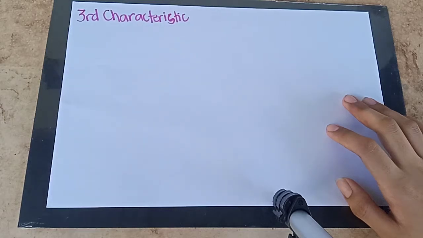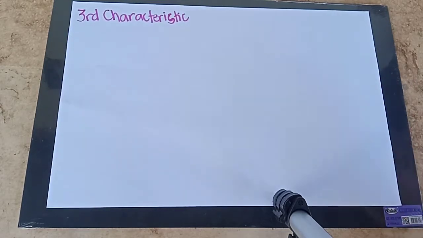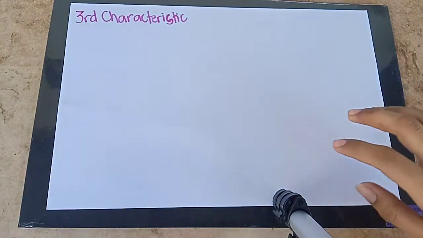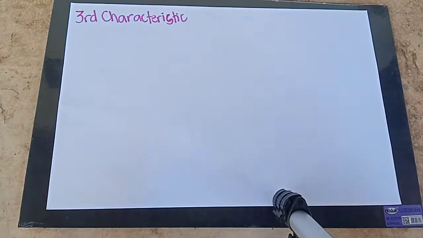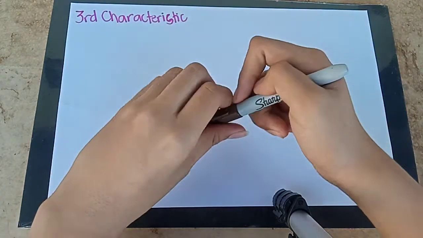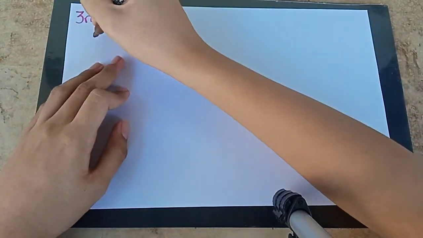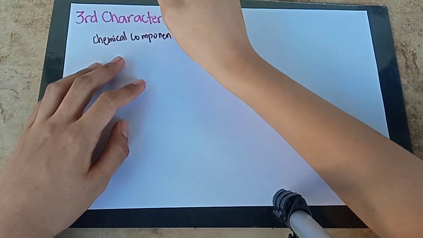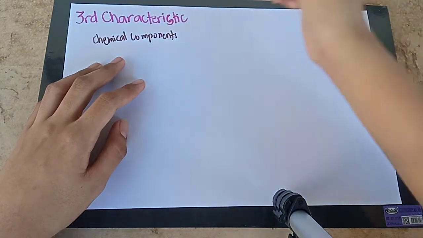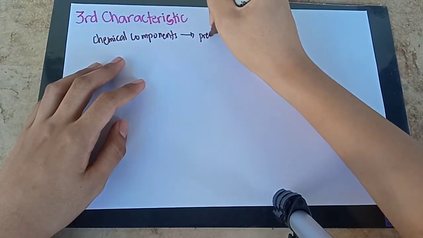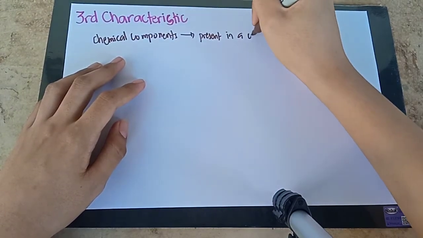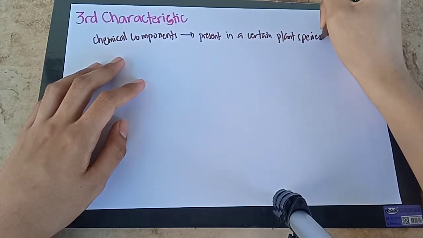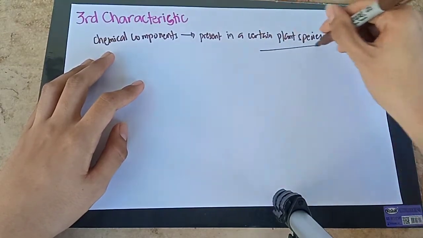So now let us proceed to the third characteristic of quantitative research. In order to discuss it, let us have the following example. Let's say you are to investigate the chemical components present in a certain species of plant. You are to investigate what the different chemical components present in this plant species are.